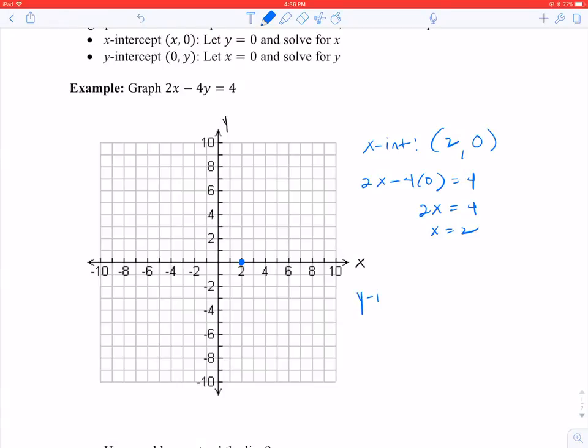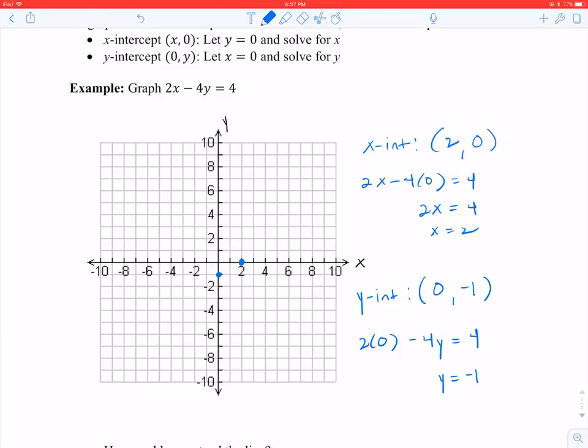And then find the y-intercept, where I know the x-coordinate will be 0. So I substitute 0 in for x. And 2 times 0 is just 0. If we divide each side of the equation by -4, we'll get y is equal to -1. So we can go ahead and plot that point.